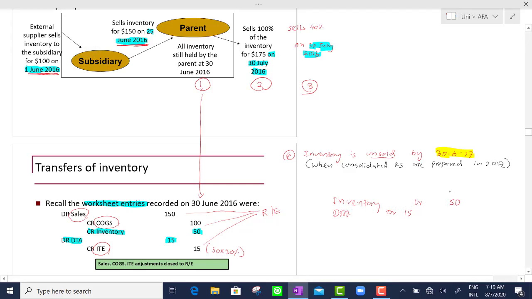If the carrying amount of an asset decreases, it creates a deferred tax asset. Therefore debit 15. How did 15 come? 50 unrealized profit into 30%. Right? Then the remaining entry can also be figured out. I will put this in the balance sheet, that is to retained earnings. Retained earnings debit 35.